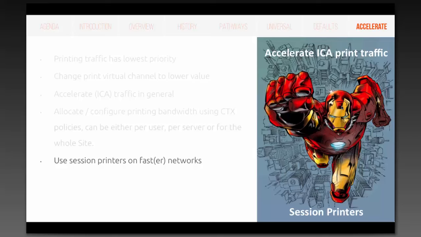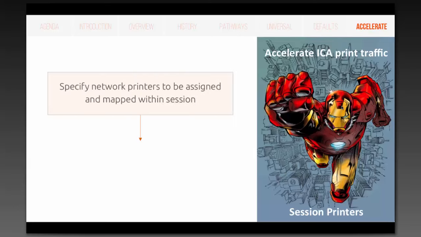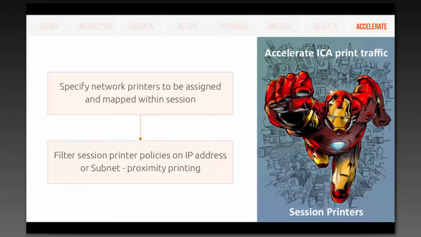Or you can use session printers, which are basically network printers, for faster networks, because of the traffic they need to send from the print server back to the printer. So it's important that they're close together, or at least that the connection between the two has enough bandwidth. With session printers, you basically specify a specific network printer or multiple to be assigned to a user or a group of users within their session. And those can then be filtered by policies on IP addresses or subnets, for example, to again enable proximity printing.